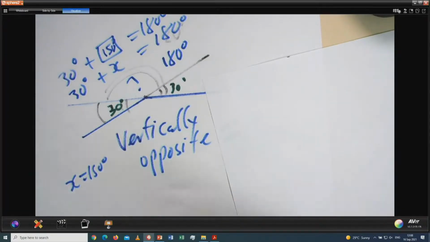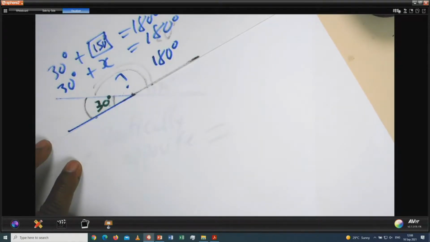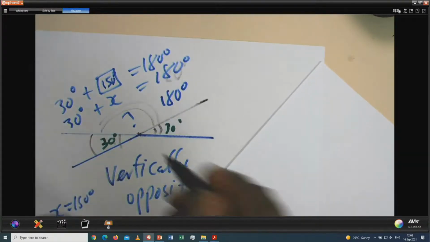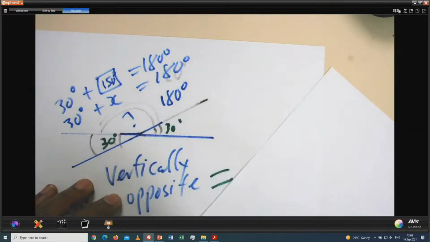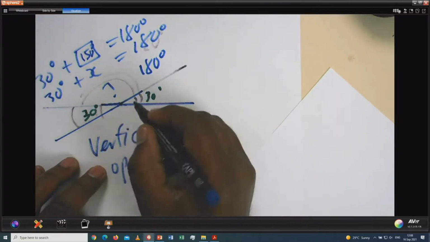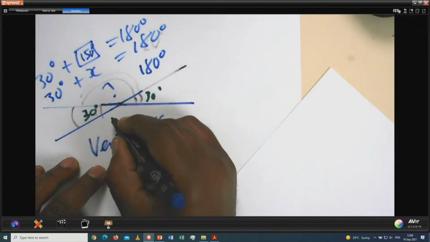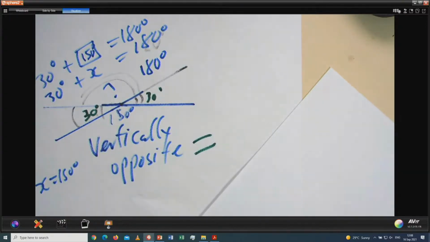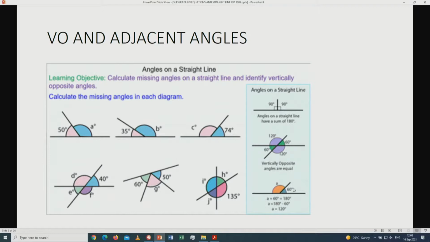But remember, angles on a straight line will give you 180 degrees. Again, you've got the vertically opposite angle here. You said it's 150. What about this one? It should also be 150, vertically opposite angles. Now, try and identify here the sizes of those angles.